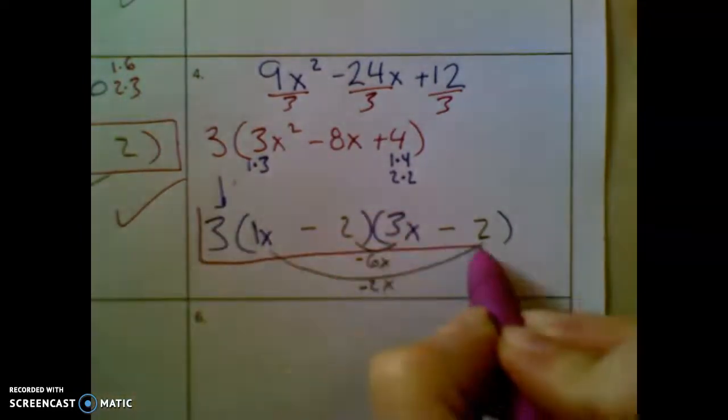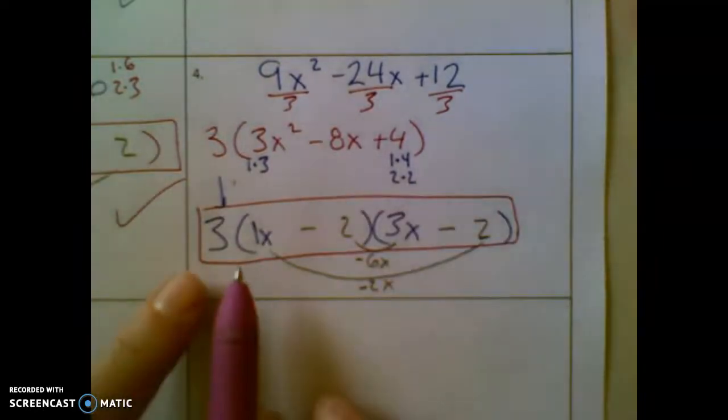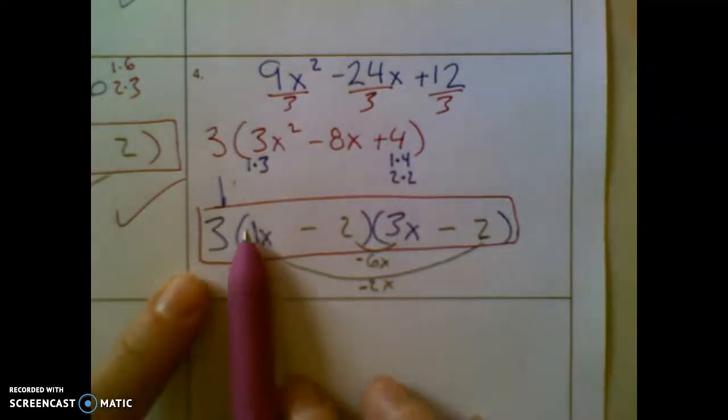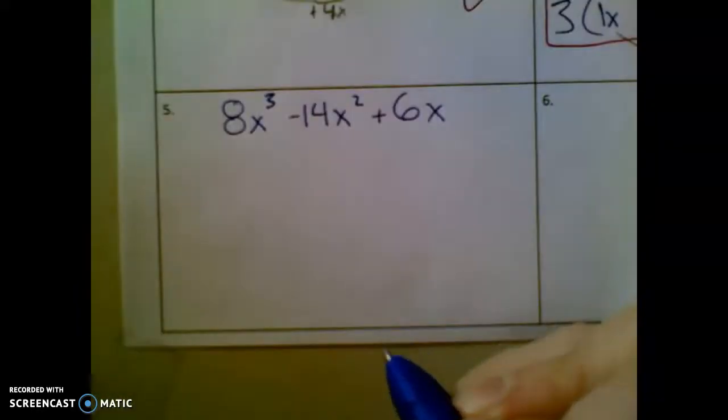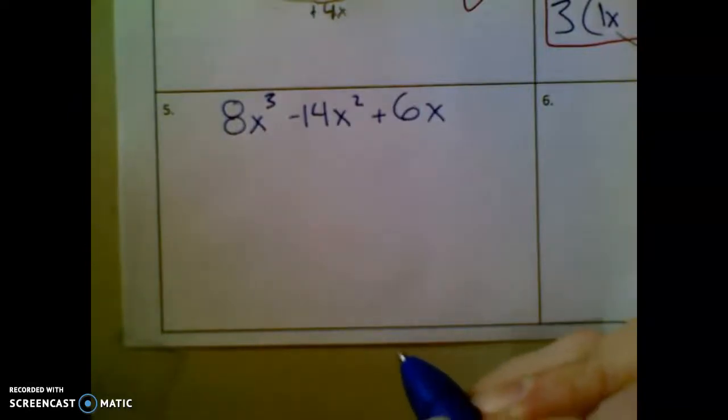So my answer is this. Make sure you don't forget that 3x. Also, you don't need to write the 1. You could have written just x there as well, and that's totally fine. But that's your answer. All right, for question number 5, again, step 1 is to find our GCF.